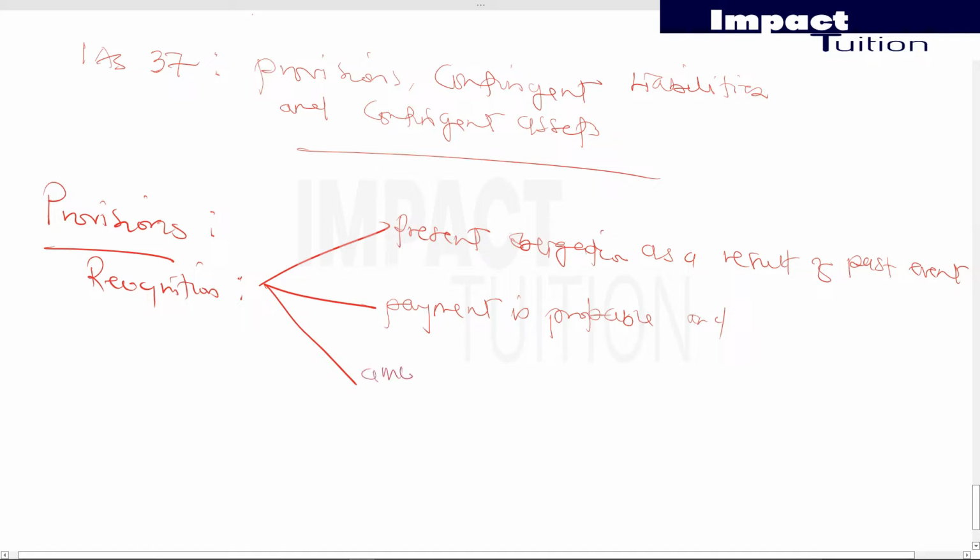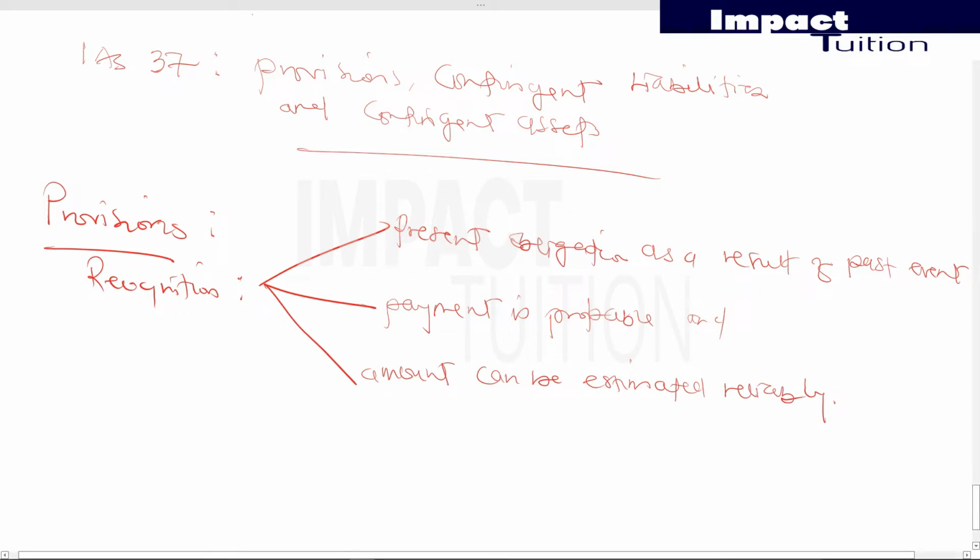So the amount can be estimated reliably. So when these conditions are met, then we can recognize a provision in our books.